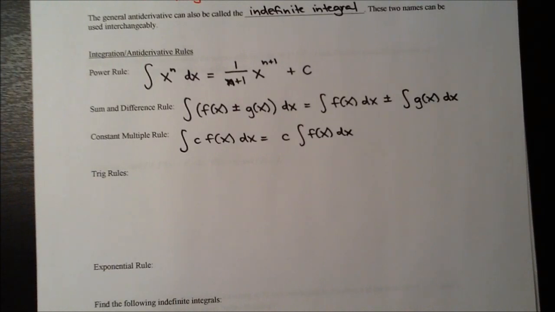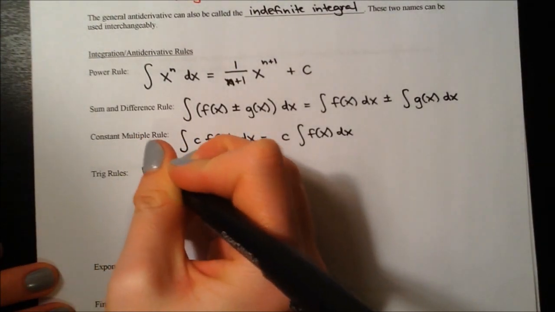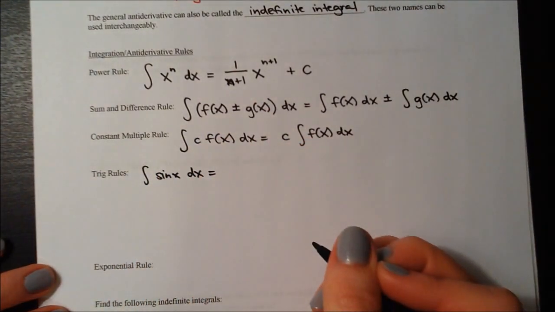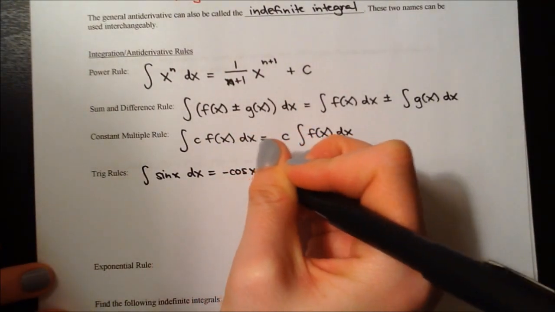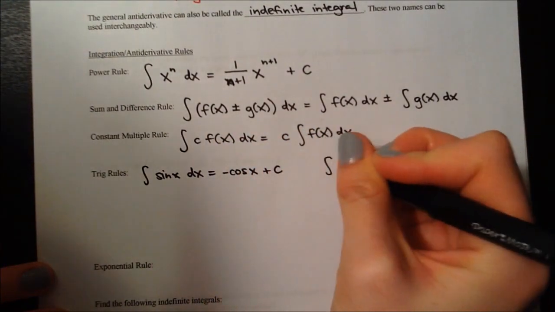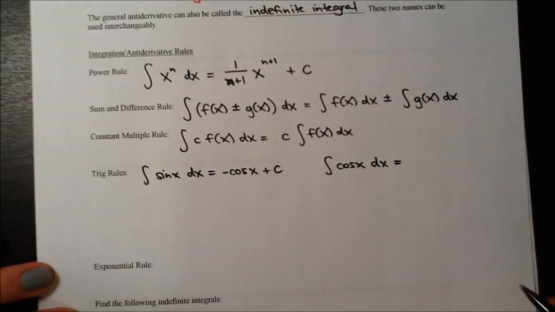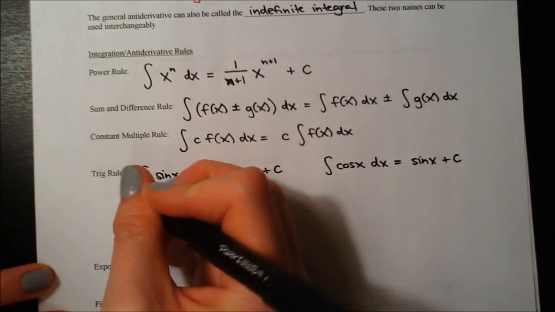Trig rules basically are just the reverse of what we know from our trig derivatives. So trig rules, the antiderivative of sine. Okay, or what did I take the derivative of to get sine? And that would be a negative cosine plus c. Antiderivative of cosine, or again, what did I take the derivative of to get cosine? And that would be sine x, of course, plus c.